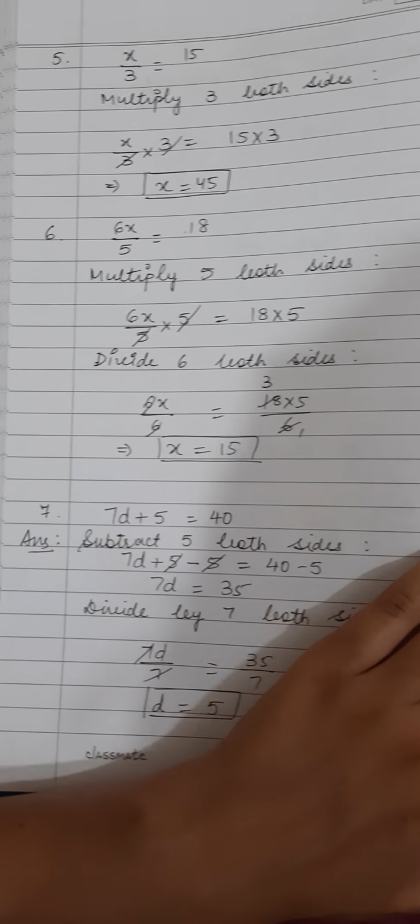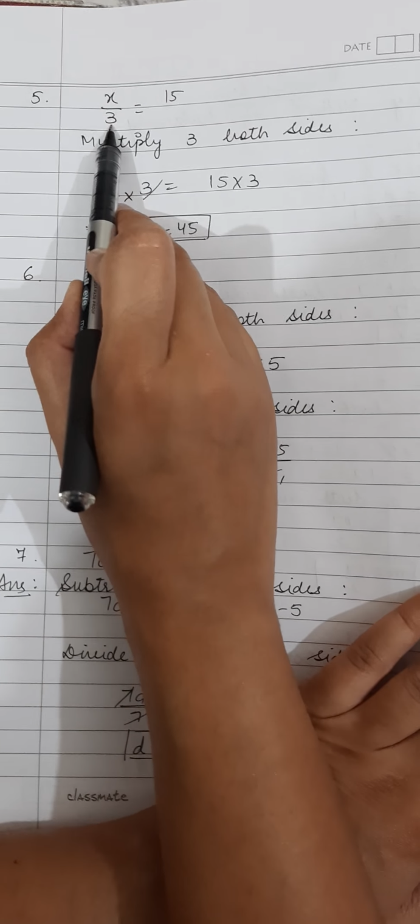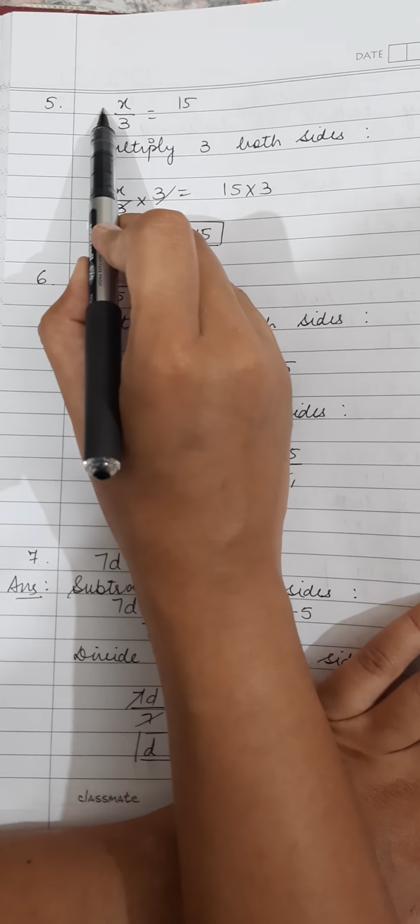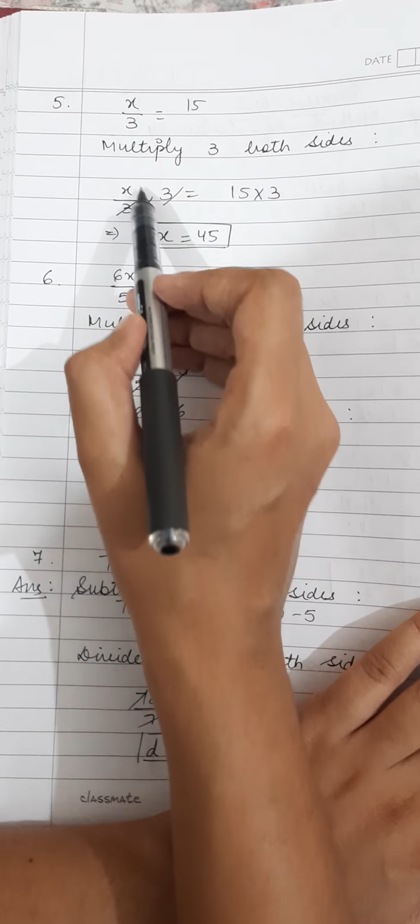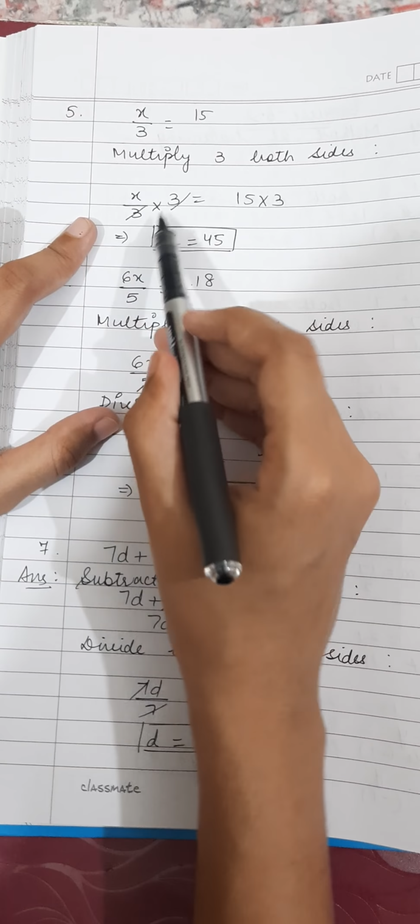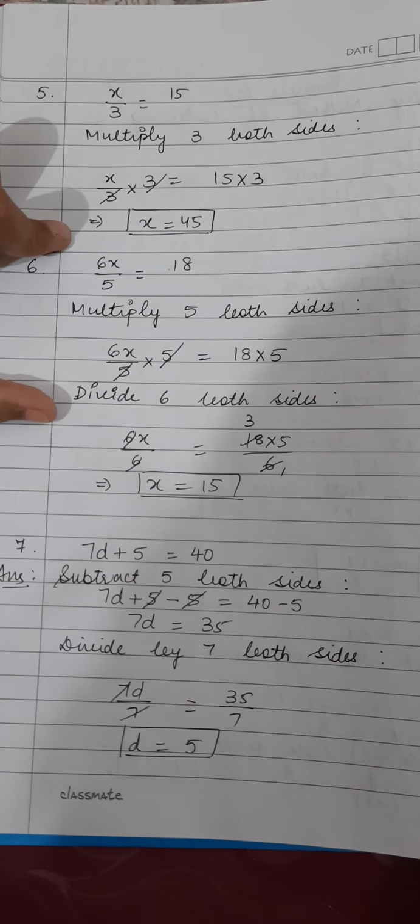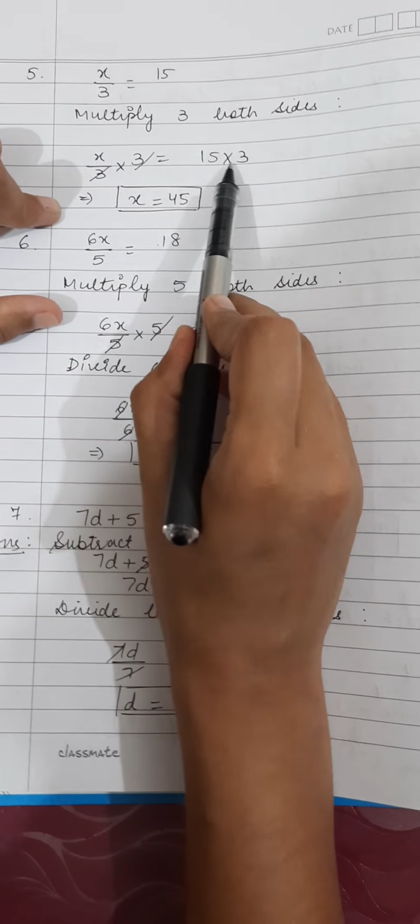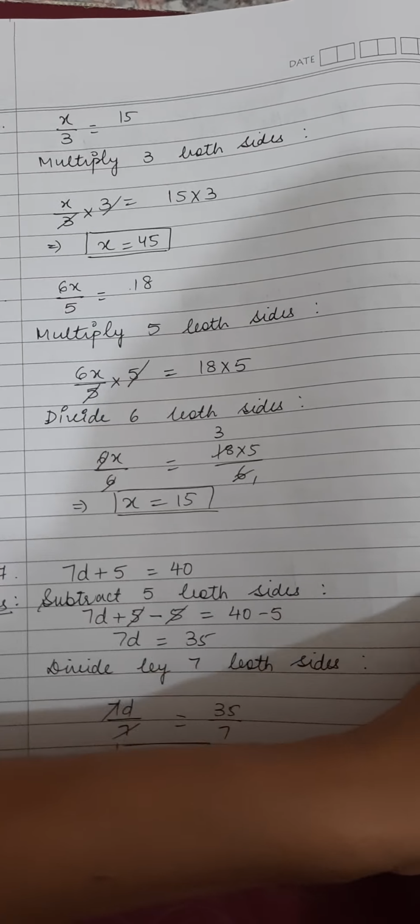question number 5. In question number 5, now this 3 is in divide and I have to take x alone. So what I will do, I will multiply by 3 both sides so that I can cancel 3 here. I have multiplied 3 both sides so that I can cancel 3. So this will become x is equal to 45. Okay, now the sixth part, let's do the sixth part.